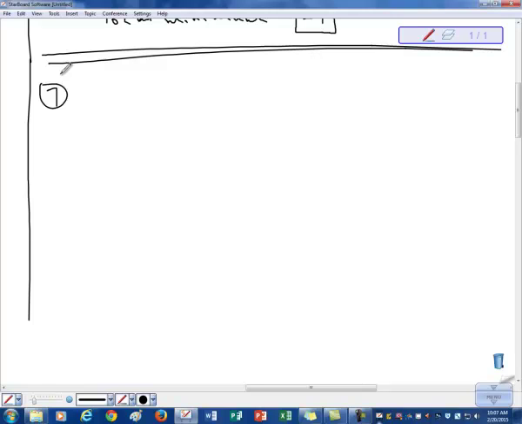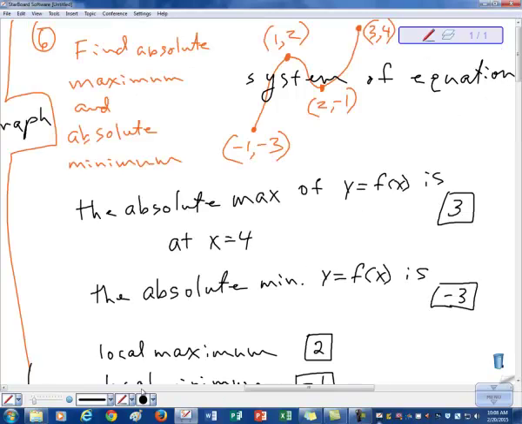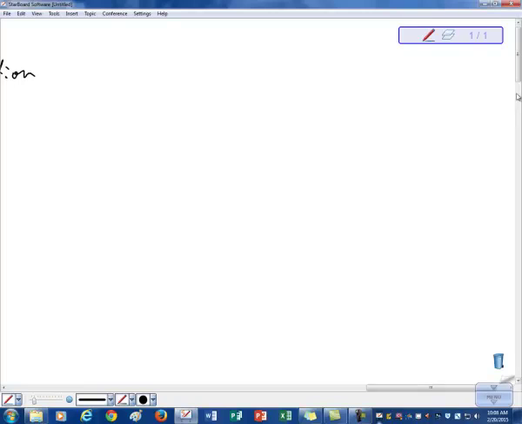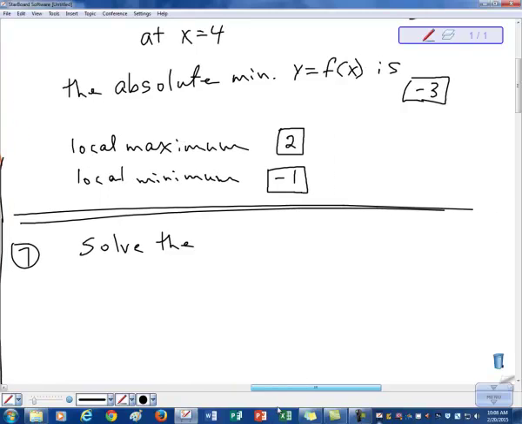Alright, question 7, determine algebraically whether the given function is. Alright, we did that, so you'll see another one like that. Question 7, solve the system of equations. Whoops, didn't want to do that. Where am I? Here we go. Solve the system of equations.